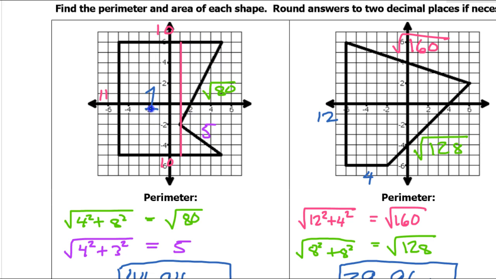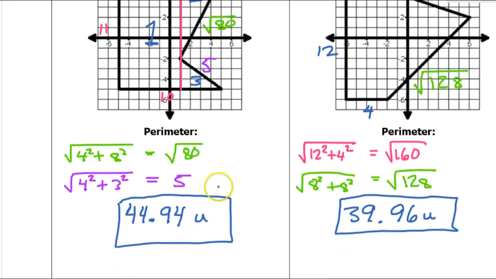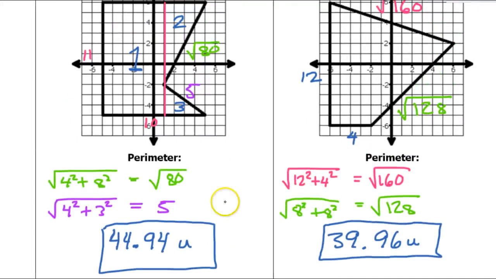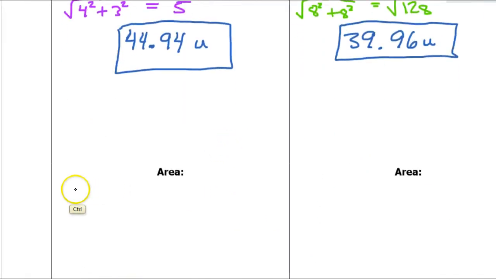This is shape number 1, this rectangle, and this, I could call shape number 2, and this is shape number 3. So I have a rectangle and 2 triangles. Okay? So I need to find the area of each one of these. So let's start with area number 1. Area number 1 is a rectangle.